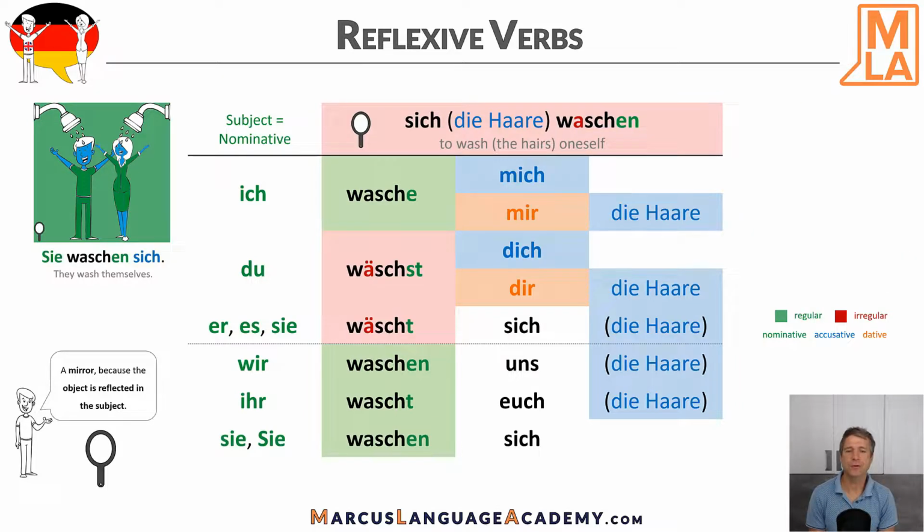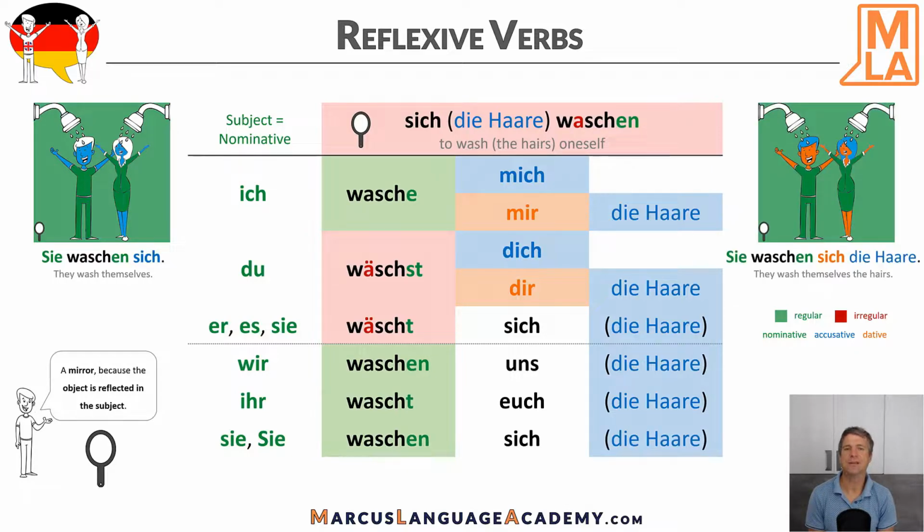And the third person plural is similar to the singular. Sie waschen sich. They wash themselves. And sie waschen sich die Haare. They wash themselves the hairs. So remember, sich is used for the third person singular and plural.